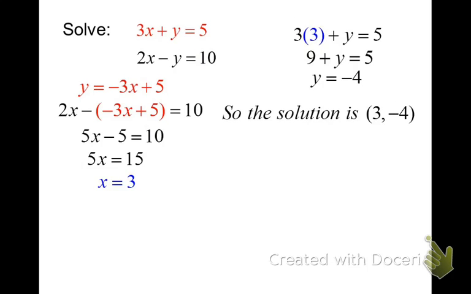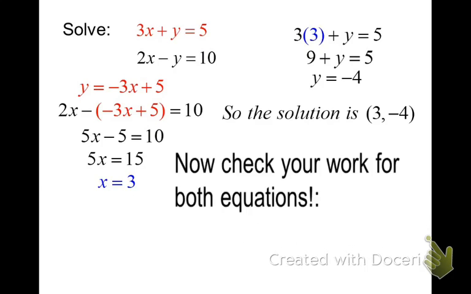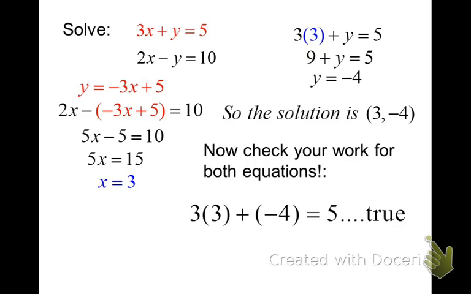We're not done though. In order to make sure that we didn't make any mistakes, we're going to plug this number 3 comma negative 4 back into both equations just like we did when we were solving by graphing. And so we plug that 3 back into the first equation, and 9 plus negative 4 does equal 5. That's true. And then we plug it in the second equation, and 6 plus 4 equals 10. That's true. So this is how we solve a system by substitution.